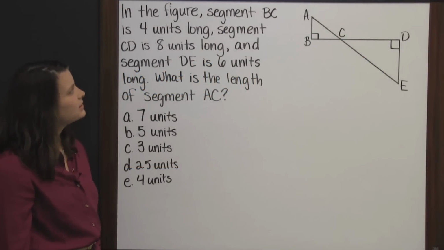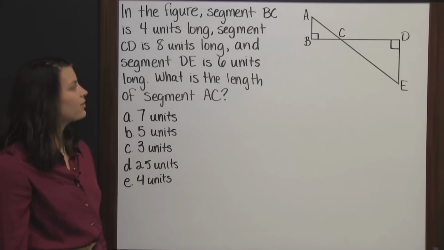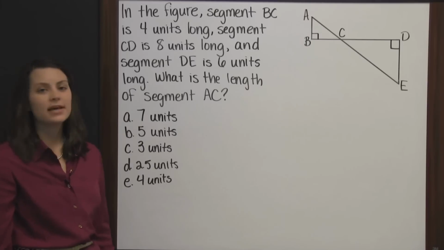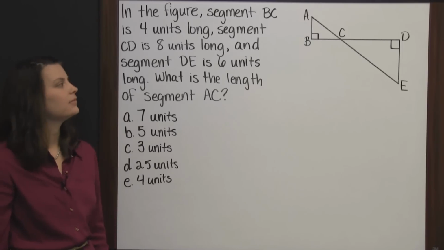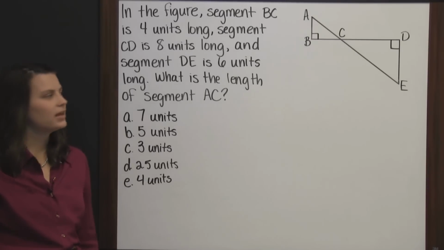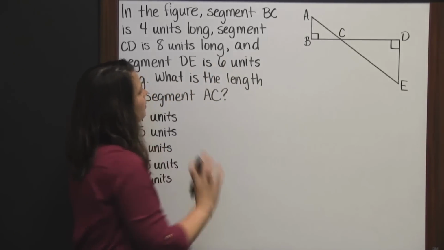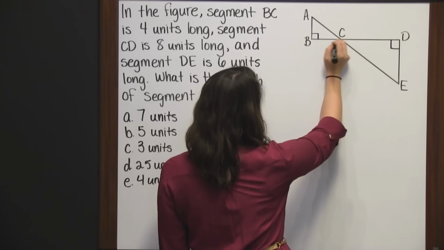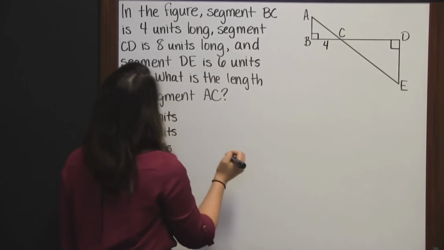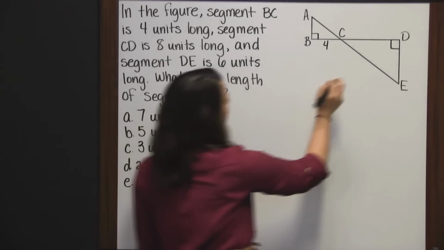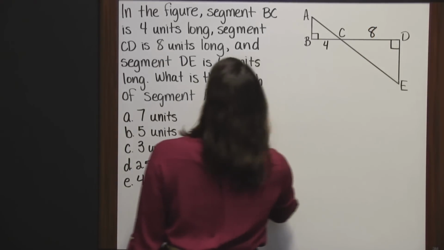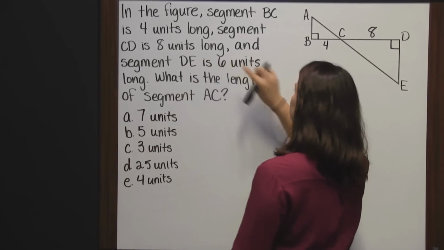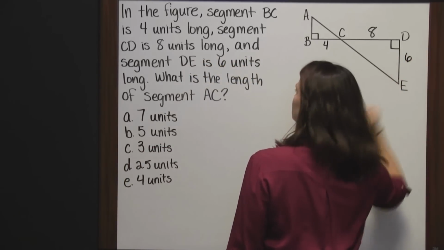In the figure, segment BC is 4 units long, segment CD is 8 units long, and segment DE is 6 units long. What is the length of segment AC? The first thing I'd like to do is take this information and actually put it on my picture. So segment BC is 4 units long. Here's segment BC, it's 4. Segment CD is 8 units long. CD is 8. And segment DE is 6 units long. DE is 6 units long.